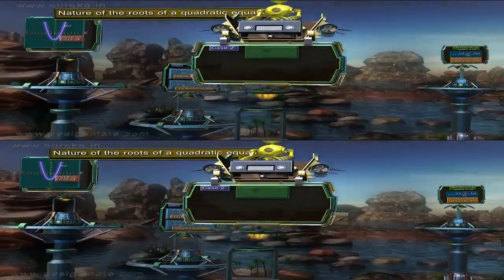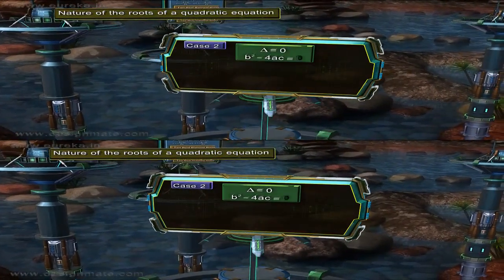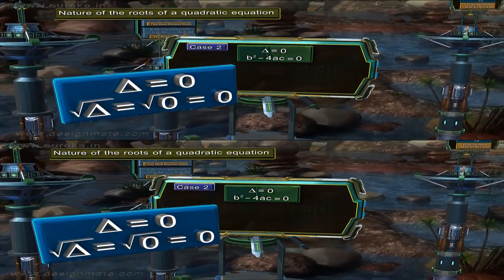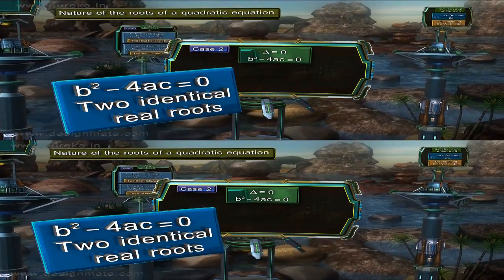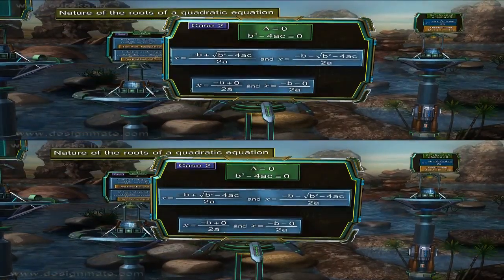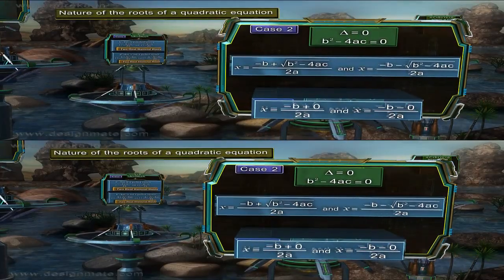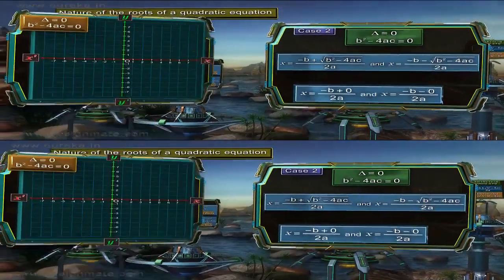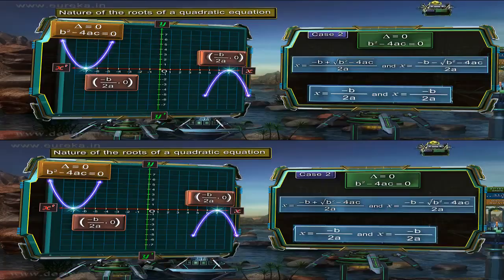Case 2. Delta equals 0, that is, b square minus 4ac equals 0. Since the square root of 0 is 0, the quadratic equation has only one root, or in other words, we can say that both the roots are identical. That is, x is equal to minus b plus 0 upon 2a and x is equal to minus b minus 0 upon 2a. In this case, the parabola will intersect the x-axis at only one point, minus b upon 2a, 0.